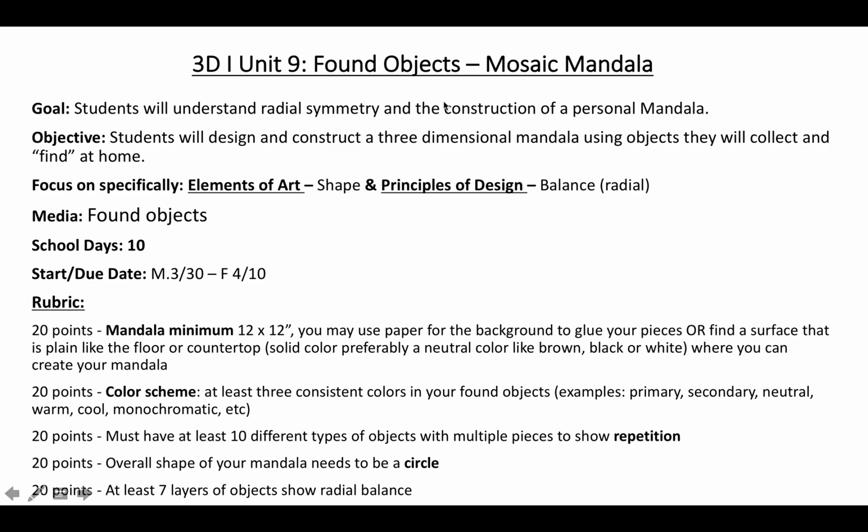So your goal is going to be that you understand radial symmetry and the construction of a personal mandala. You will have the opportunity to construct a three-dimensional mandala using objects that you're going to be collecting from home. The element of art that you're going to focus on is shape, and your principle of design is going to be balance, specifically radial balance, where everything radiates from the center and goes outwards. Again, I'll explain that to y'all in a few minutes when we can see some examples.